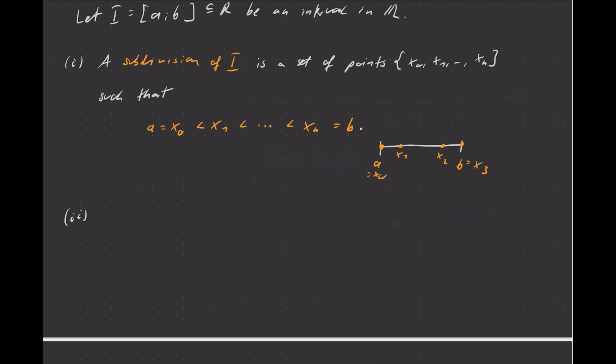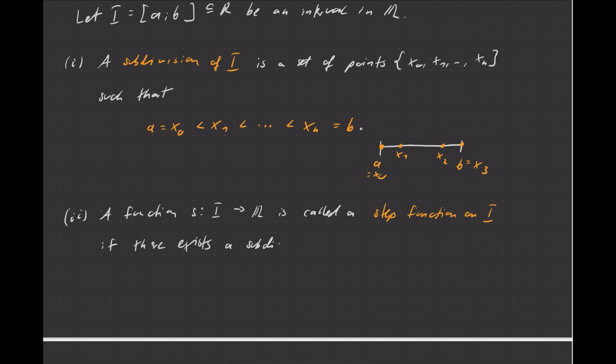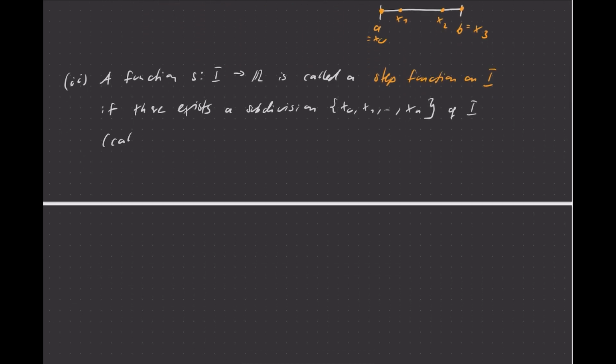So let's define that. A function, we call that function S, defined on that interval I with values in R, is called a step function on I if there exists a subdivision x0, x1 to xn for some n of I. And this is called the corresponding subdivision.